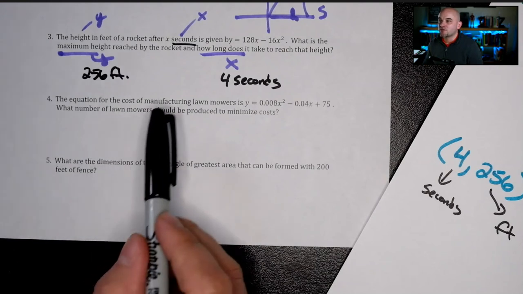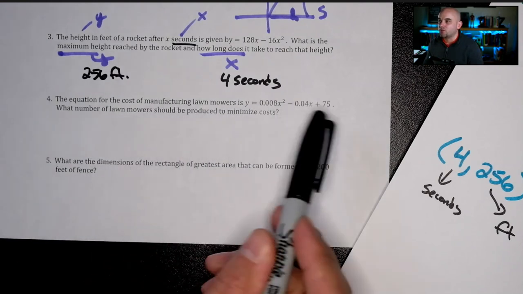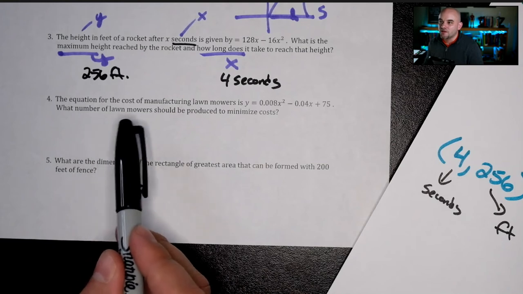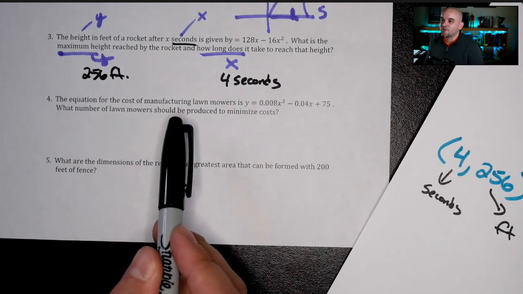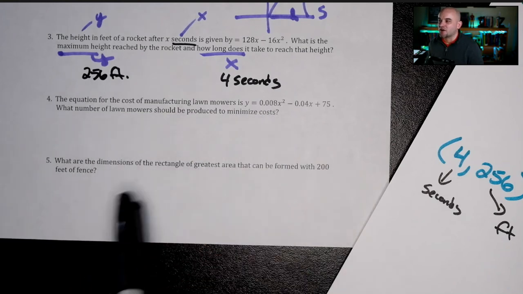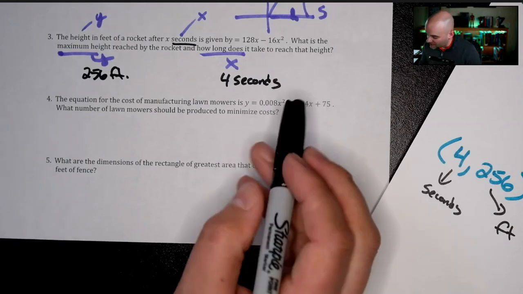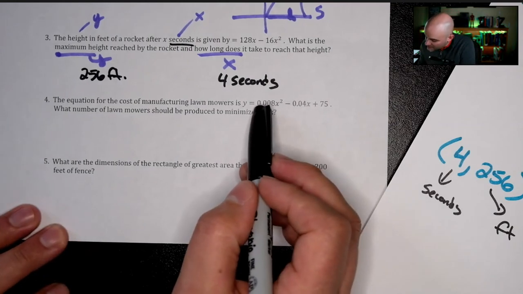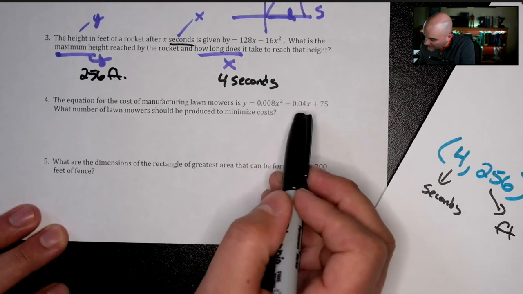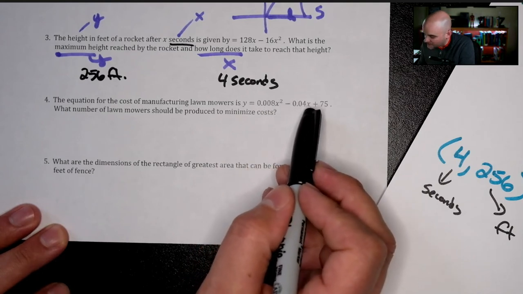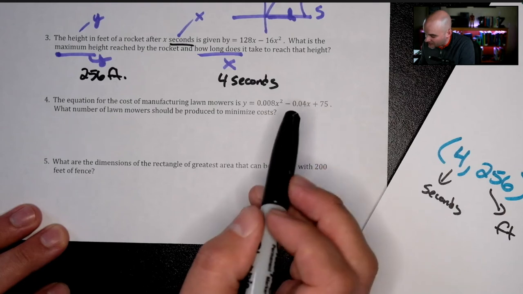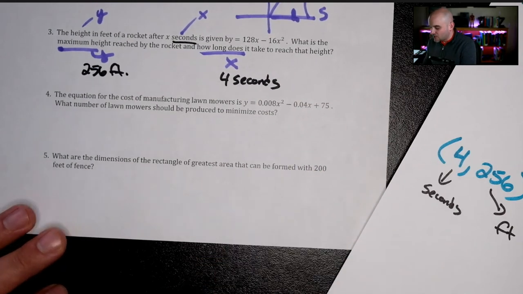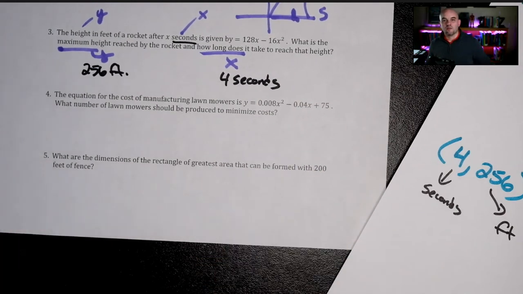It says the equation for the cost of manufacturing lawnmowers is given. What is the number of lawnmowers that should be produced to minimize costs? Let me read it out in case you can only hear the audio. It's 0.008x squared minus 0.04x plus 75. That's your function. So pause the video again and give that one a try.